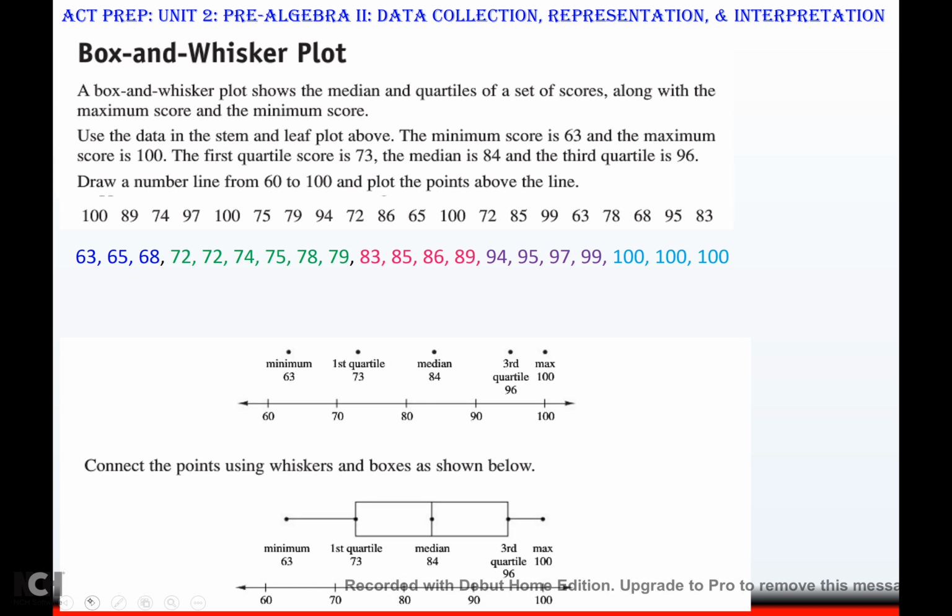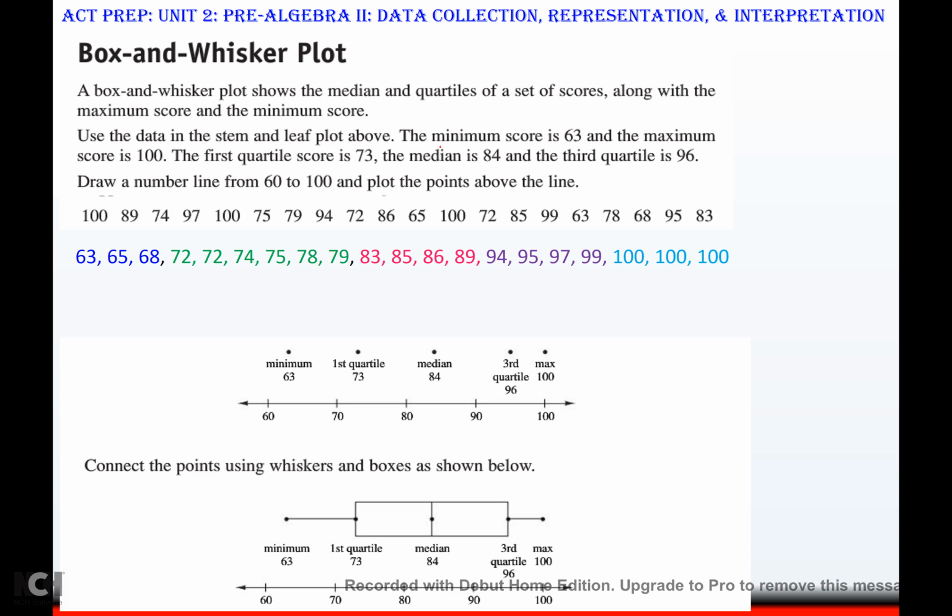Alright, a box and whisker plot. A box and whisker plot shows the median and quartiles of a set of scores, along with the maximum score and the minimum score. It says use the data in the stem and leaf plot above. So I copied the data from the last set of data that they gave me. And you look for these things, okay?